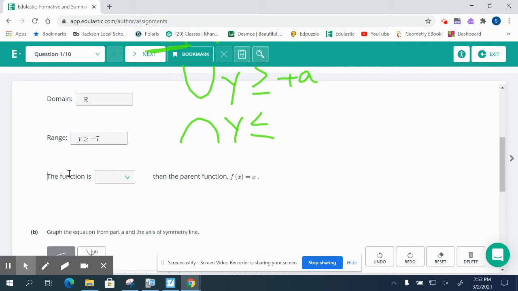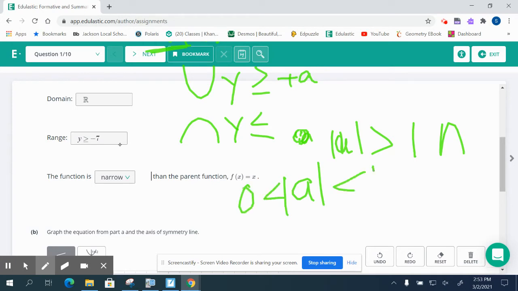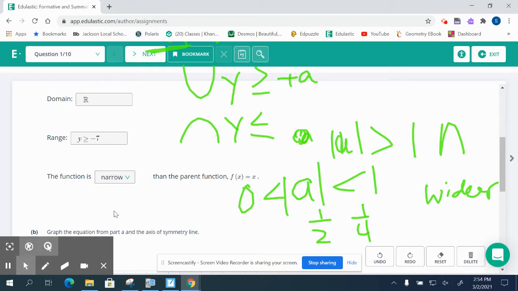All right, so the function is narrower than, because this depends on the a value. If the absolute value of a is greater than 1, then that makes it narrower. If the absolute value of a is a fraction between 0 and 1, like 1/2 or 1/4 or 1/3, then that will make it wider. Remember when we did that back at the beginning, when we were exploring the graphs of quadratic functions. You might want to look back at that first assignment from 9.1.